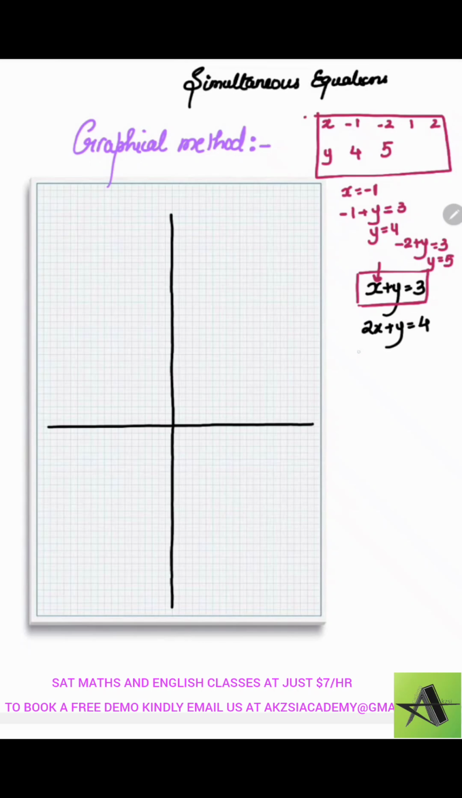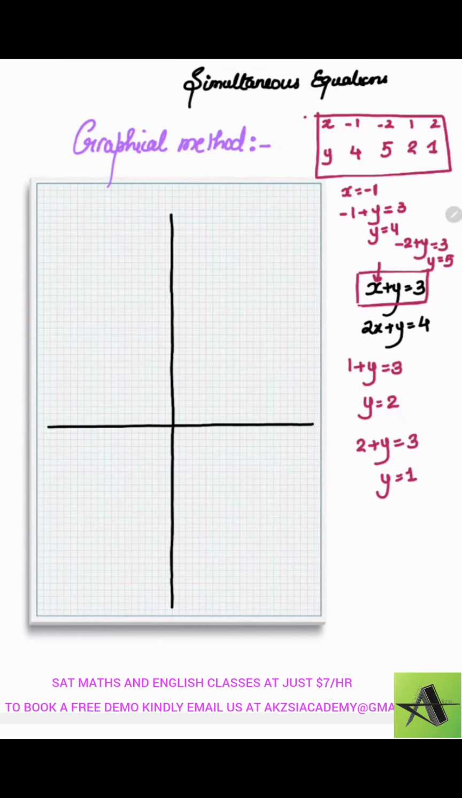But let me plug in the next one, x equals 1. When I plug in x equals 1, 1 plus y equals 3, so y is 2. Next, on plugging in x equals 2, 2 plus y equals 3 and y is equal to 1. Now let me plot these values. Now we have all the values.